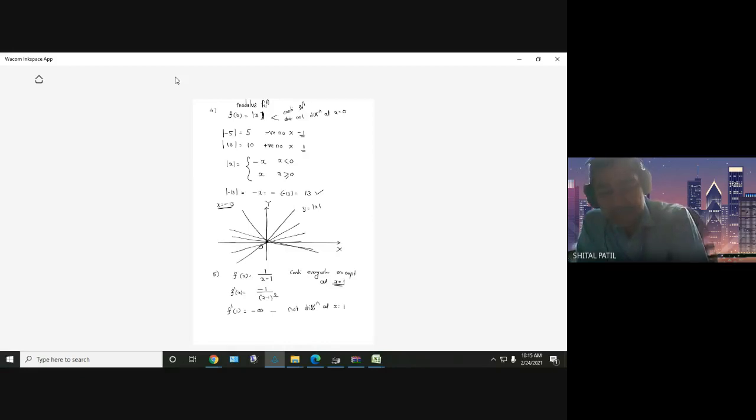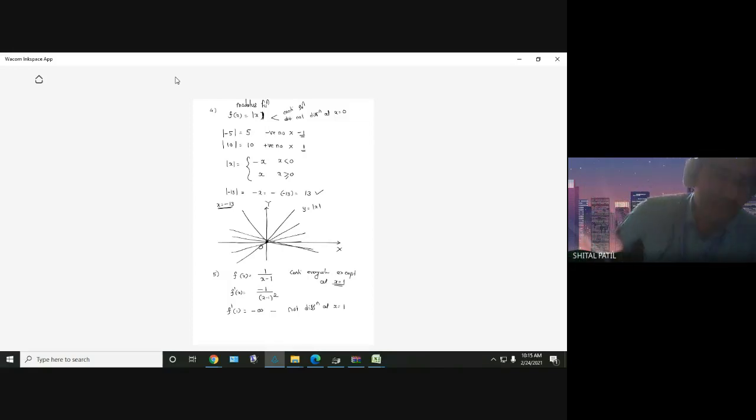Differentiable में और एक चीज हमें जोड़नी है. If we know the graph, we should be able to find a unique tangent. Then it is said to be differentiable. Getting everyone? Okay. चलो मैं अभी कंटिन्यू करता हूँ.